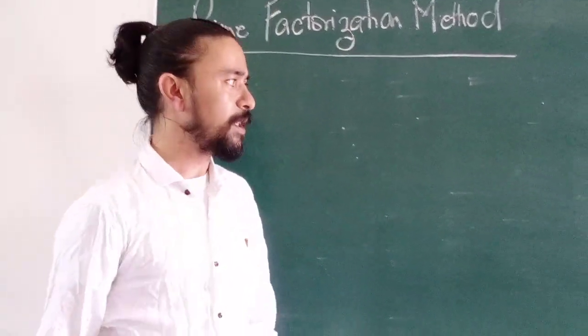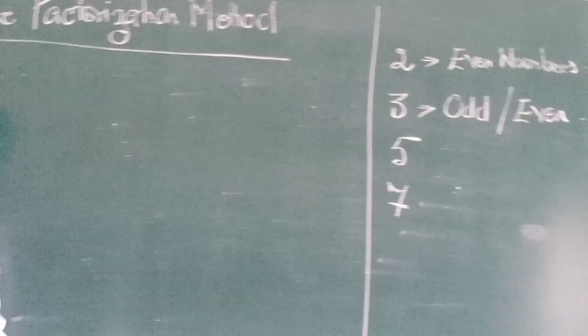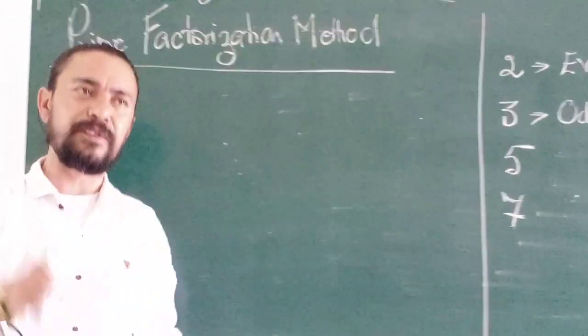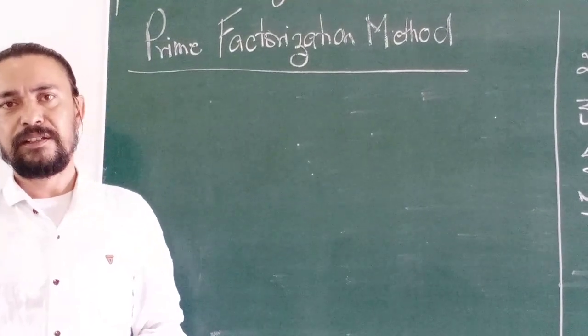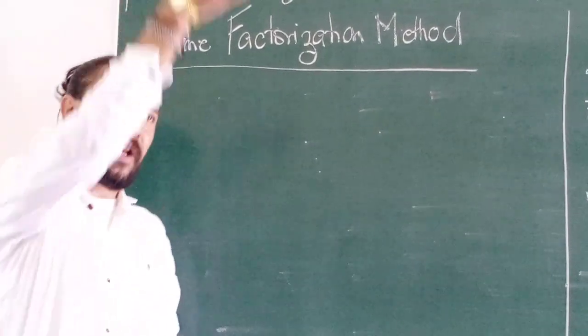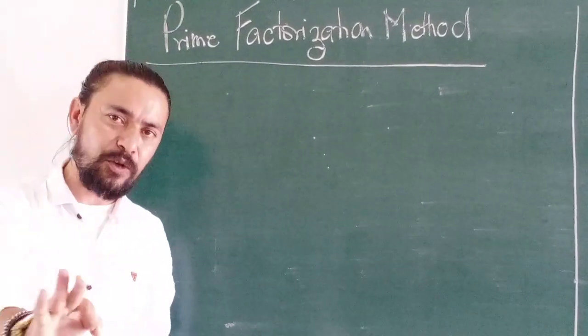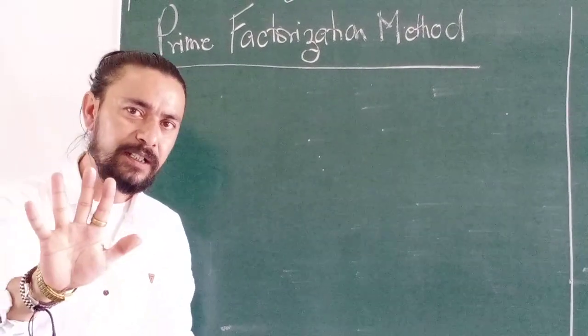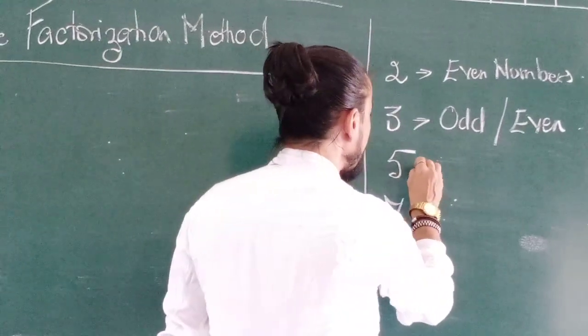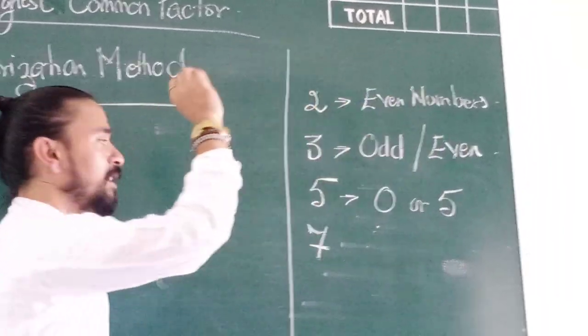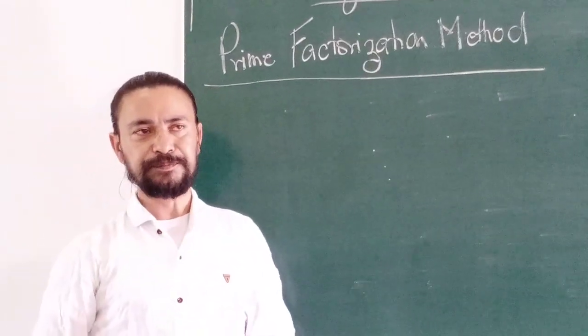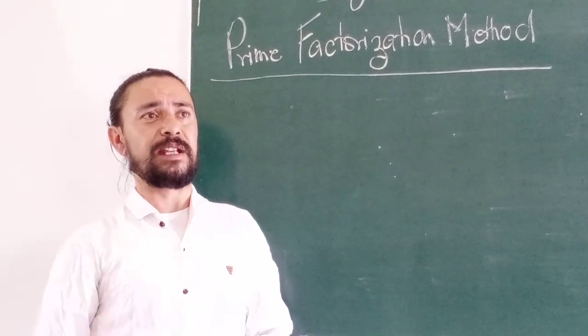Now I look at the 5 times table. 5 ones are 5, 5 twos are 10, 5 threes are 15, 5 fours are 20, 5 fives are 25, 5 sixes are 30. So all the numbers of the 5 times table are either ending with 0 or ending with 5. So all numbers ending with 0 or 5 will be divisible by 5.